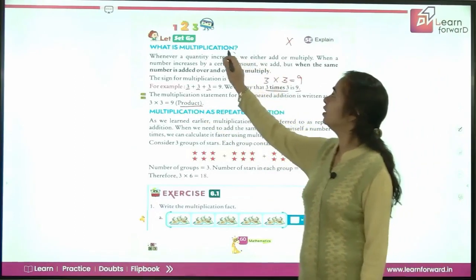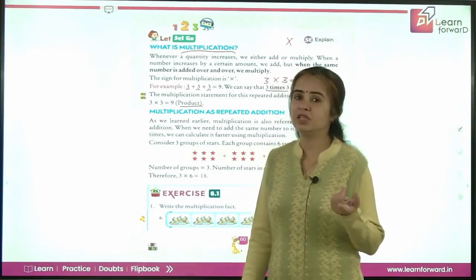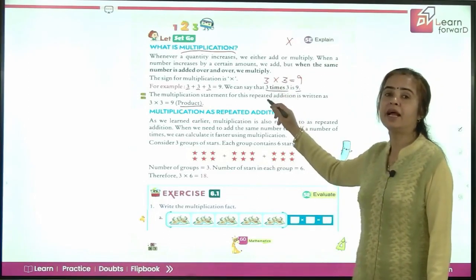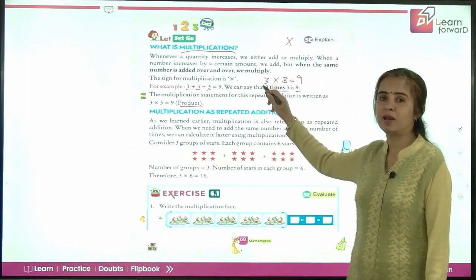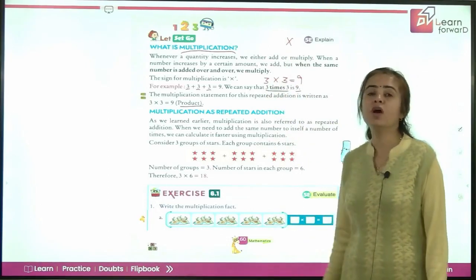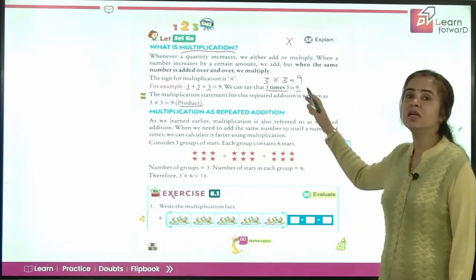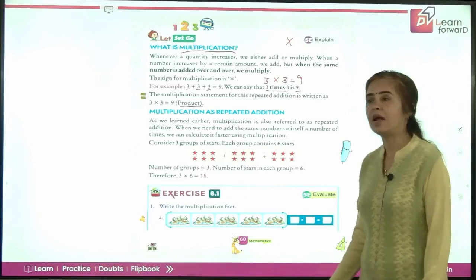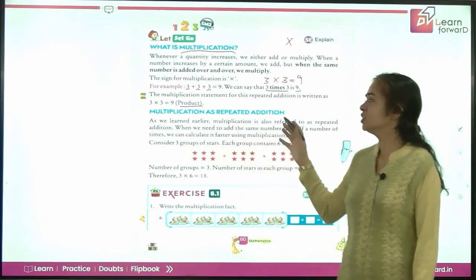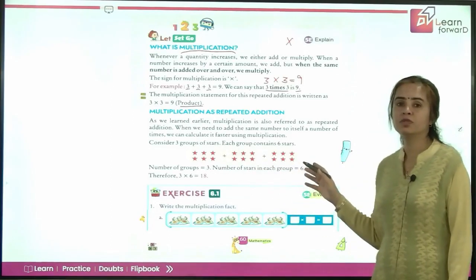Till now we have learned multiplication. What is multiplication? Repeated addition. And then we have learned that for repeated addition we say times, and times in mathematics means multiply. Here the multiplication symbol is used, and we read it as 3 times 3 is equal to 9. Fine. And the answer is called the product. So multiplication as repeated addition, we have some examples here. Do you see some groups of stars here?